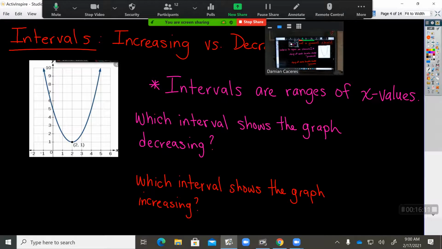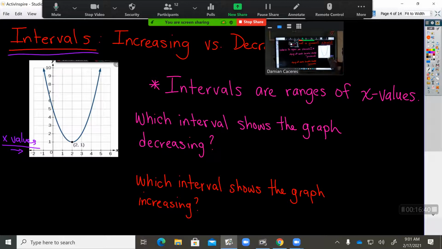Now, this is super important. Please pay attention. Intervals. Intervals always deal with x values. Always. So whenever you see the word interval, all you're going to do is this. I like to show it with this. All right. So pay attention to this.